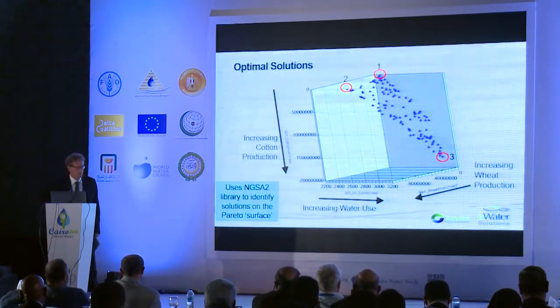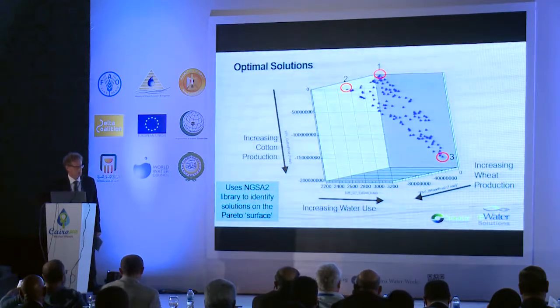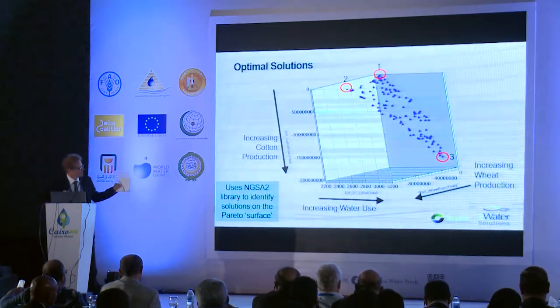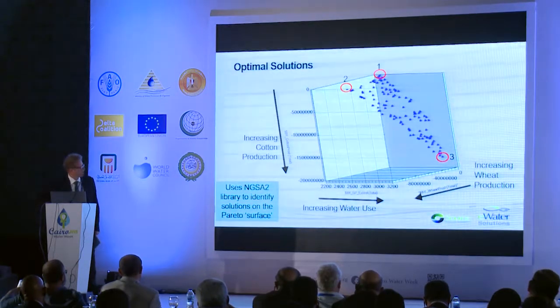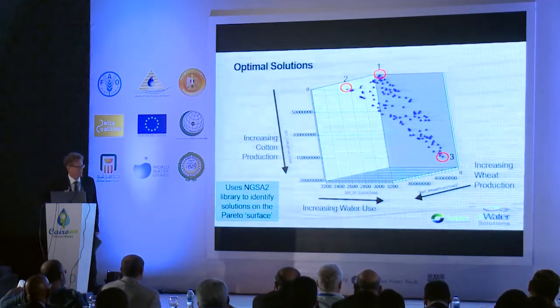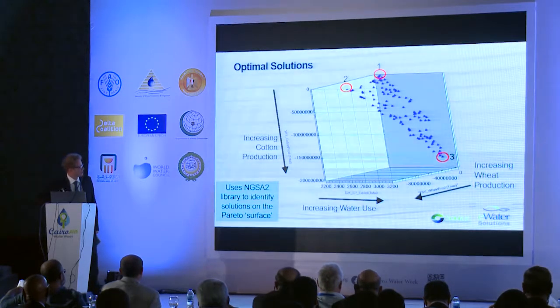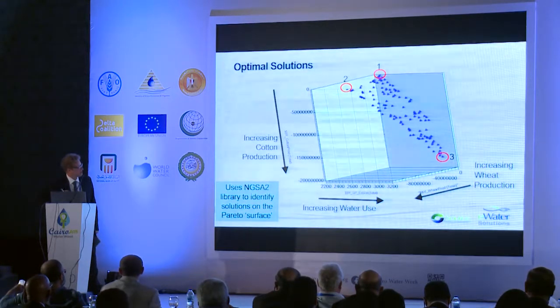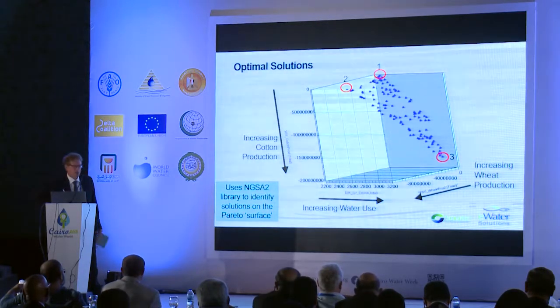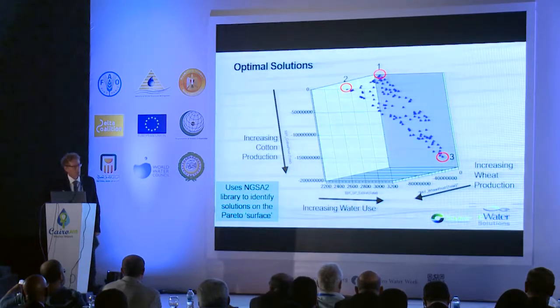This is a three-dimensional plot of optimal solutions from the optimisation. The circle that's numbered 1 is the circle that uses the least water. That's the target area if you were aiming to use the least water. Circle 2 shows the area with the greatest wheat production, and Circle 3 shows the greatest cotton production. And all these solutions in between are optimal solutions that a manager might choose.